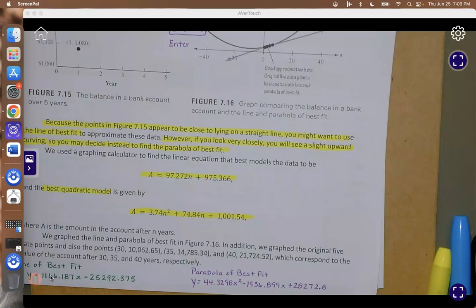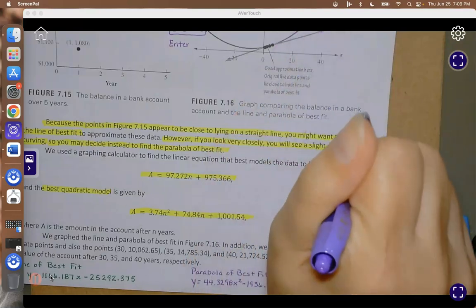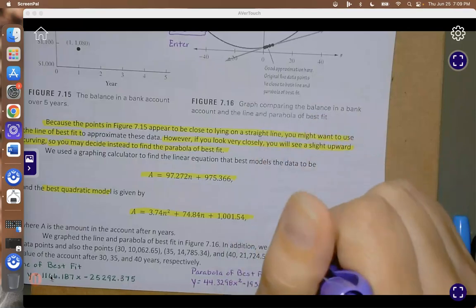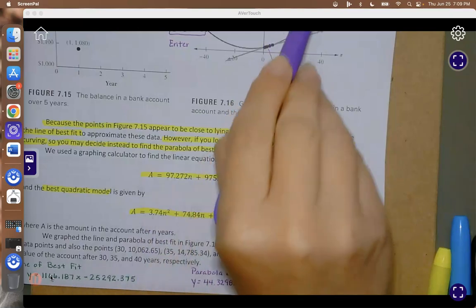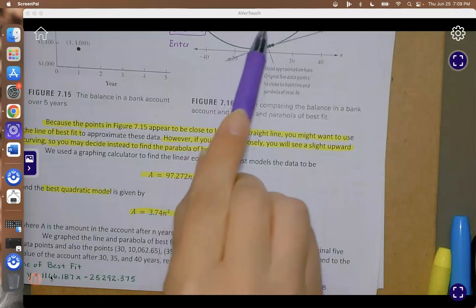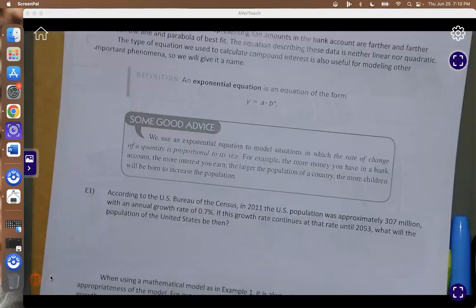And then you could predict for any year, because this was balance in the bank account and the line or parabola of best fit. So this could be the years 30, 35, and 40. So you could predict for year 41. You could predict for year 50. You could do it with your line of best fit, but because this is a curved line, this would be the better equation to use to get a more accurate number. Okay.